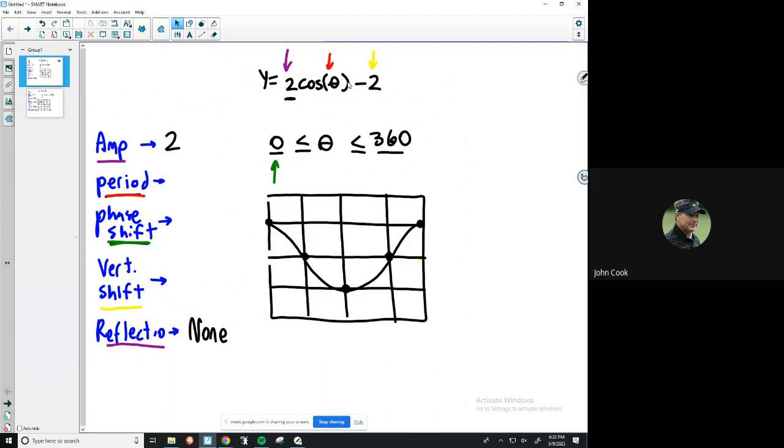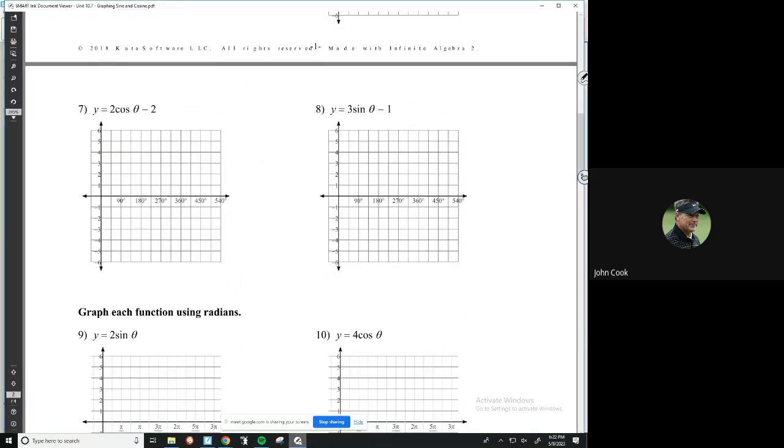Okay, the vertical shift. We do have a vertical shift. So it's going to be -2 now. Okay. And then phase shift. Well, there's no period change. So it's going to be 360 degrees or 2 pi. Let's see what the graph is. Is it in terms of degrees? Yeah. Okay. So it is 360.